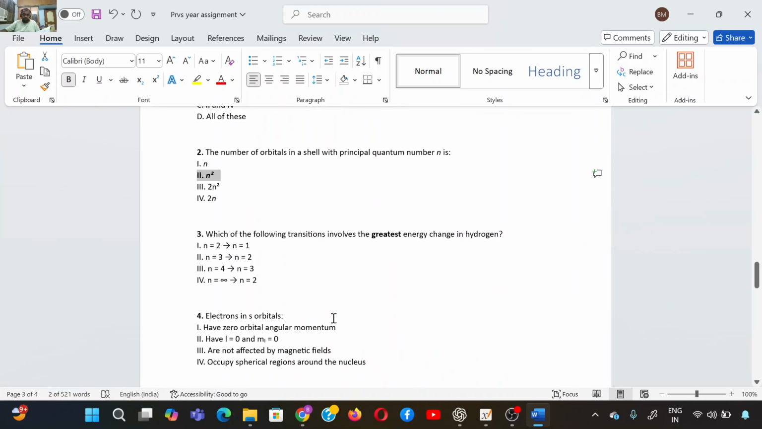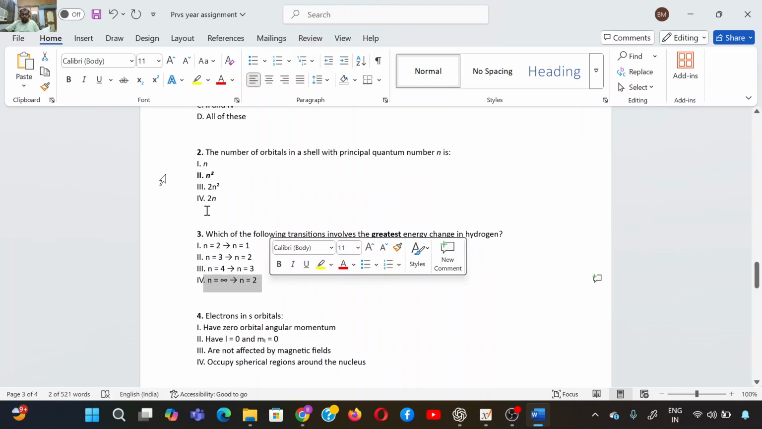What transition involves the greatest energy change? So obviously it is n to infinity, because the larger the gap between the two levels, the more the energy will be. Larger the energy gap, greater the energy change. For instance, 3 to 2 will be less than 4 to 2, which will be less than 5 to 2, which will be less than dot dot dot, less than infinity to 2. So infinity to 2 is the highest drop you can imagine.